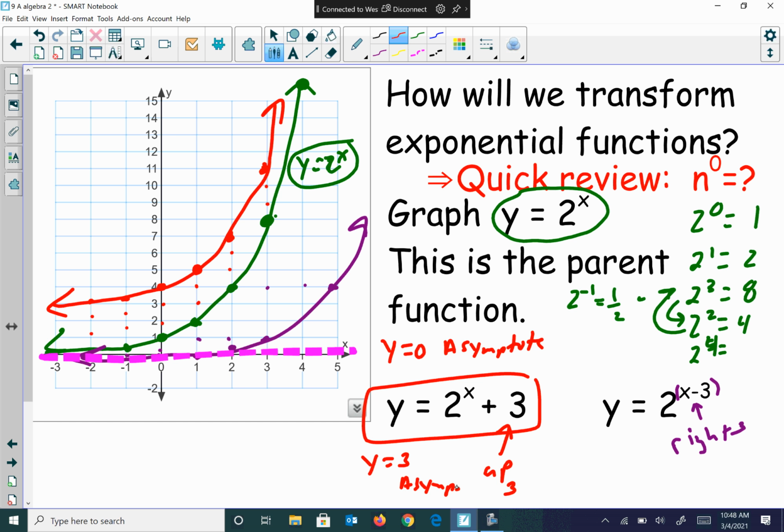Okay, and again, an asymptote is either a vertical or horizontal line. In this case, it's a horizontal line that we can't cross. We approach it, we get really close to it.